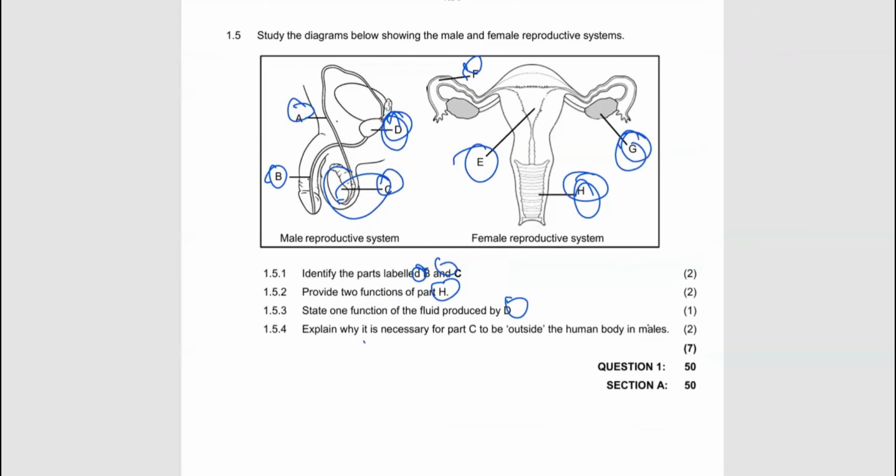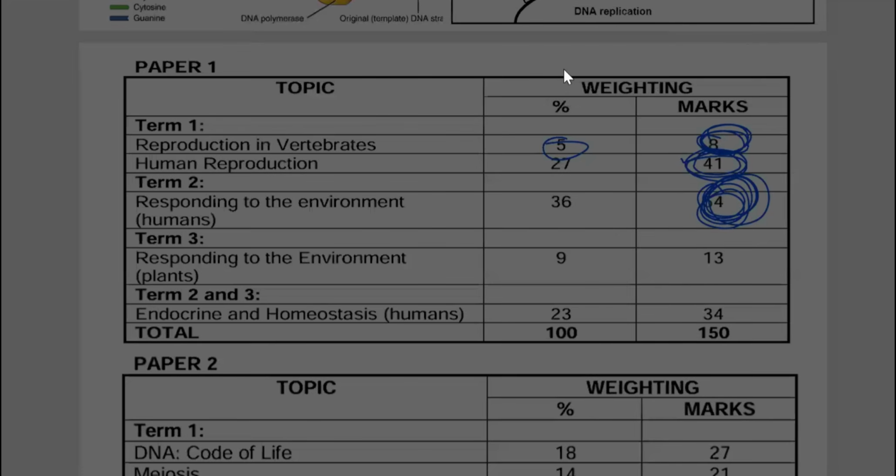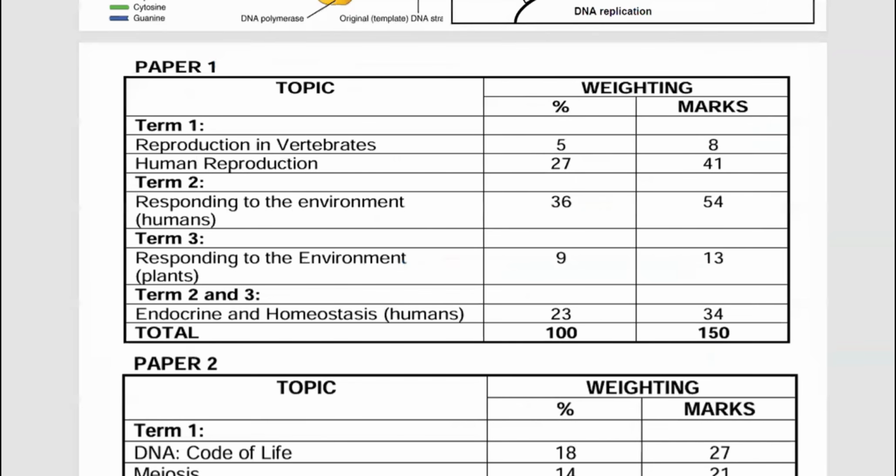So it means that now we are going to the next section, which is question 3, which is 54 marks. So it means that now we have 49 marks now. Let's go to the next one.